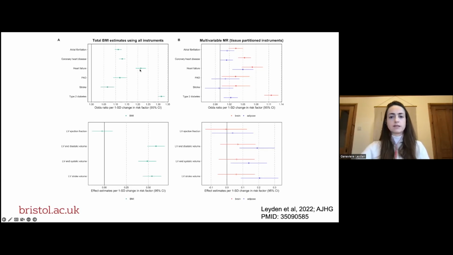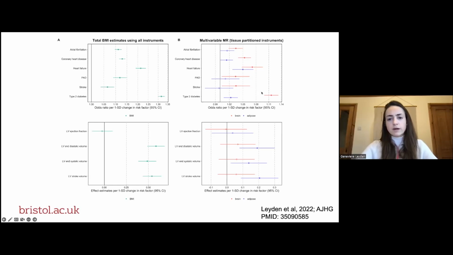So this is in the one sample setting. The plot on the left illustrates the total effect of BMI in a univariable analysis. And unsurprisingly, we observe a really strong positive relationship between genetically predicted higher BMI and each disease outcome in these cardiovascular cases. In the multivariable model, we've derived our alternative BMI exposures, and these are based on our adipose and brain genetic risk scores. We hypothesize that these tissue colocalized sets of instruments may capture distinct effects on BMI, so they may also contribute differentially to disease risk.